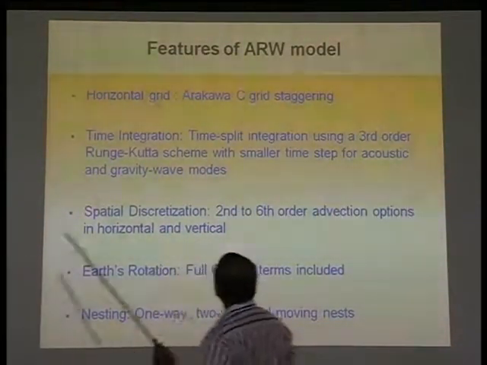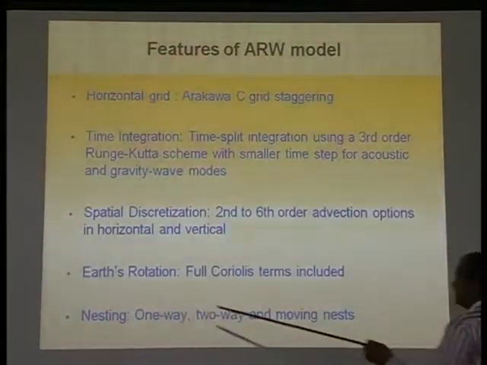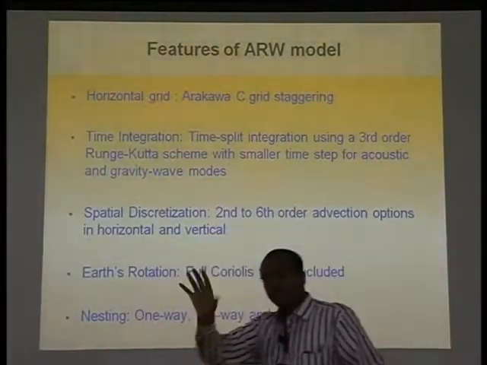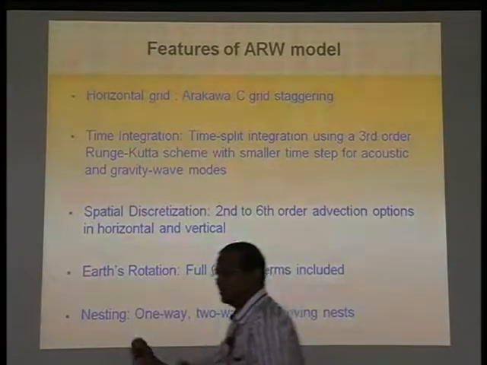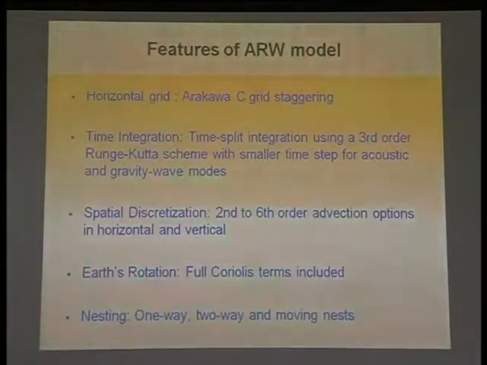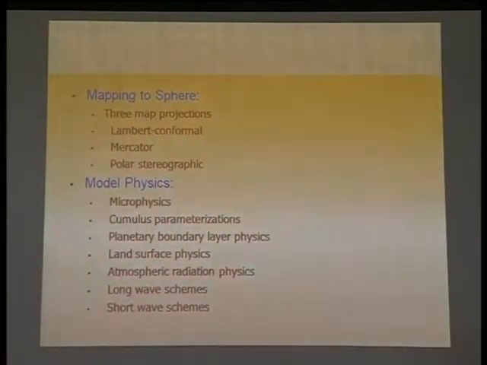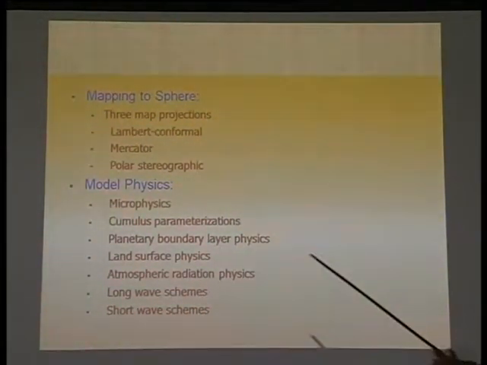So horizontal grid, time integration, spatial discretization, Earth's rotation. Nesting is basically one-way, two-way and moving. You can have progressively finer grids towards the scene of action, and then coarser grids away from the scene of action, and information can be passed two-way between the nests. So these are some of the features in the model: mapping to sphere and model physics.